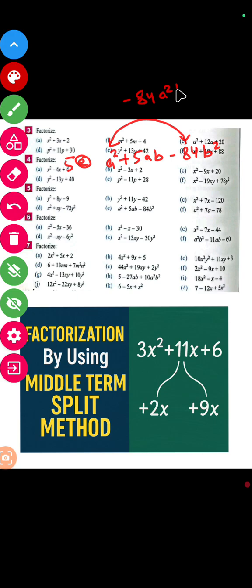a square b square. It symbolizes that minus is in front. It symbolizes that by subtracting, the middle term should come, that is 5ab. It should come by subtracting two terms. When they subtract each other it should come 5ab, and when those two terms are multiplied it should come 84a square b square. Now the bigger number is coming.